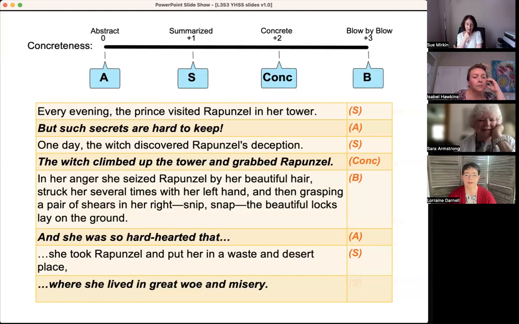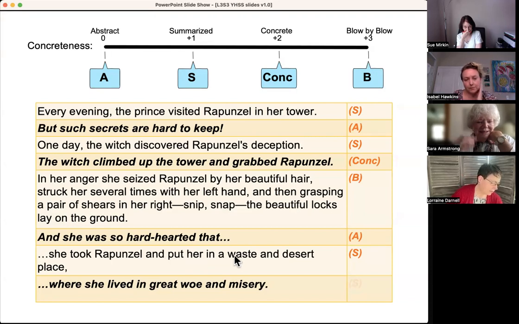So you did exactly the right thing, sir. I don't want anybody to believe that there's something wrong with getting it wrong. There's something wrong with not trying and therefore not getting it. Right. So put is an action. So that's why I said that. It is an action. And if you're going to draw her, putting her in a waste and desert place, what would you draw? A person in a desert scene.